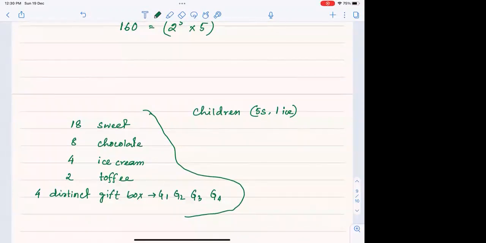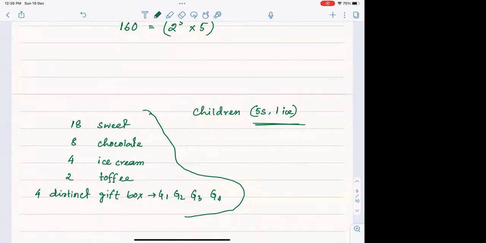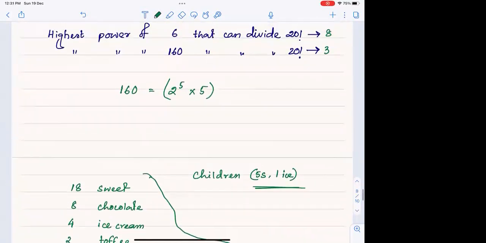3 only. Because after giving 3 children, you will be left with 3 sweets and 1 ice cream. And definitely, as per the requirement, it cannot be offered to another child. Is that okay? Yes, sir. Has everyone followed? Yes, sir.